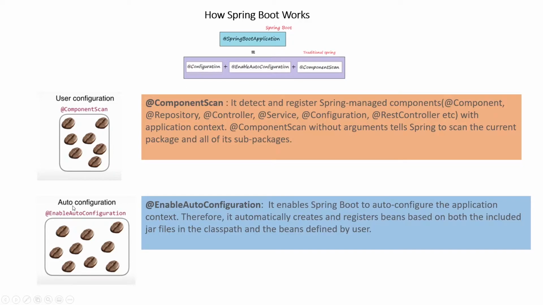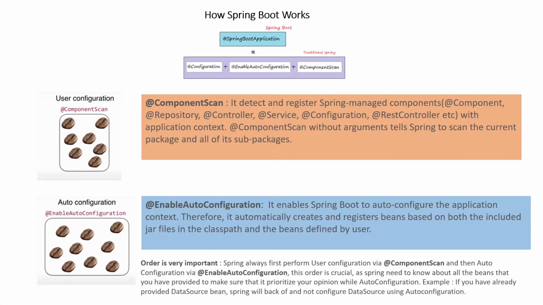The second phase, that is the auto configuration phase, or second step, is enable auto configuration. In this, Spring tries to create the beans, and how it does that: it will check whether certain classes are present in the class path, and also whether the beans are defined by the user or not, and based on that it will take a decision whether auto configuration needs to be done or not. We are going to see this in detail in some time, but for now just understand that it will check whether certain files are present in the class path, yes or no, and whether certain beans are created by the user, yes or no, and based on that it will do the auto configuration. Now over here the order is very important.